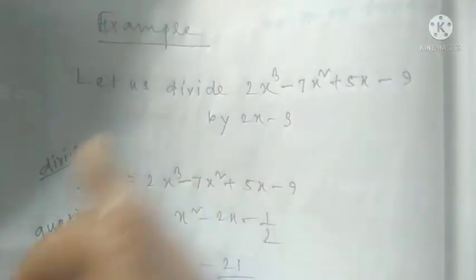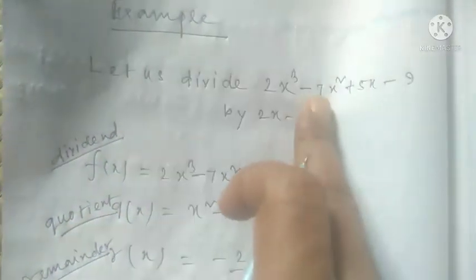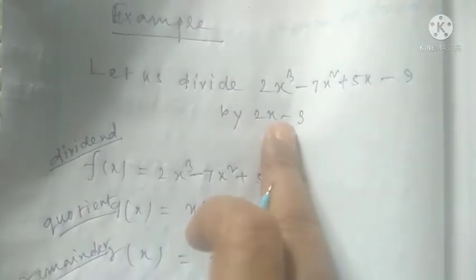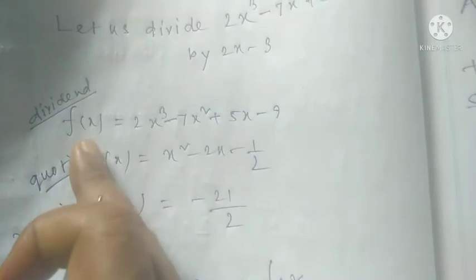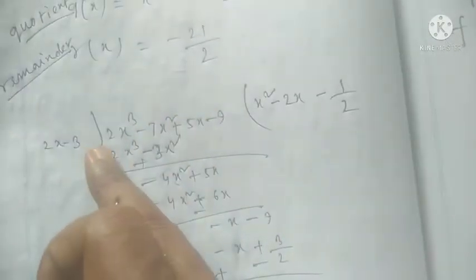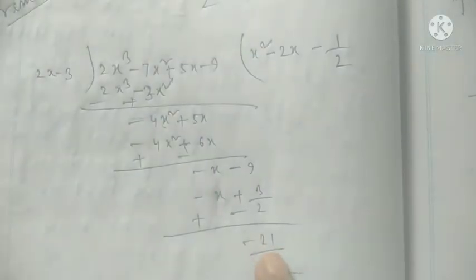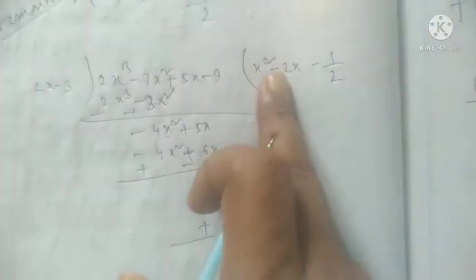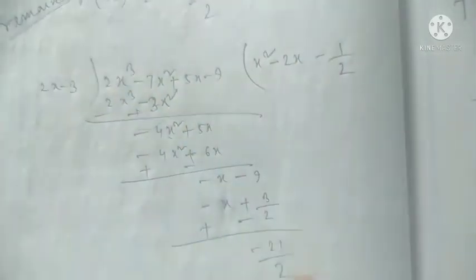For example, you can take this algebraic polynomial, and if you divide it by this, this is the divisor and this is the dividend. If you take the polynomial as f of x, then the quotient q of x is this expression, which you get when the polynomial is divided by 2x minus 3. The remainder you get is minus 21 by 2. So this is the divisor, this is the dividend, this is the quotient, and this is the remainder.